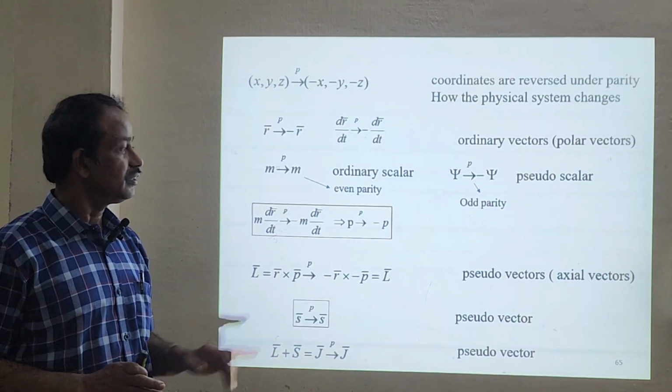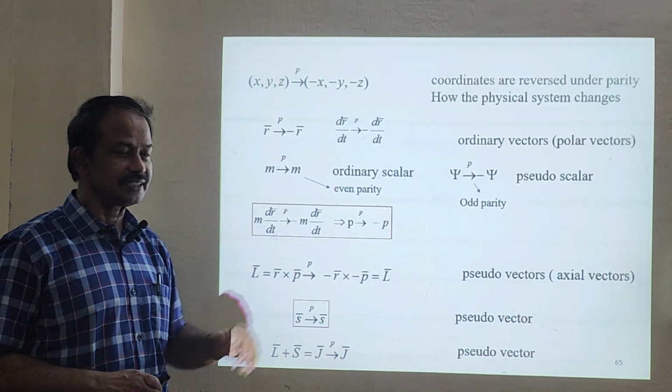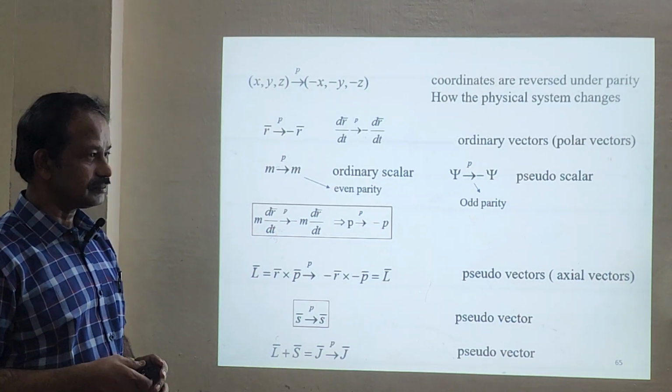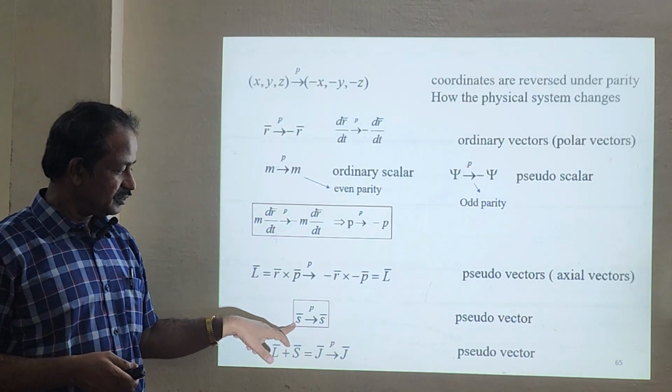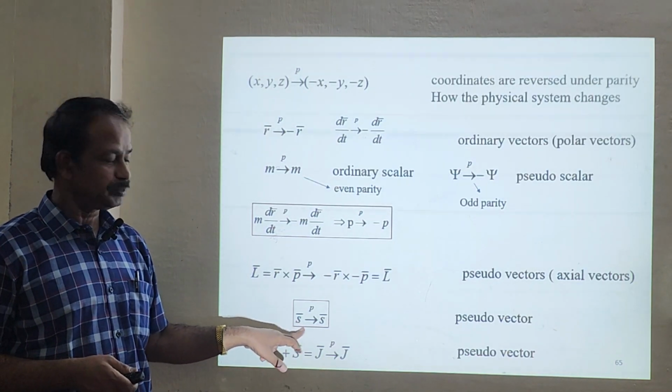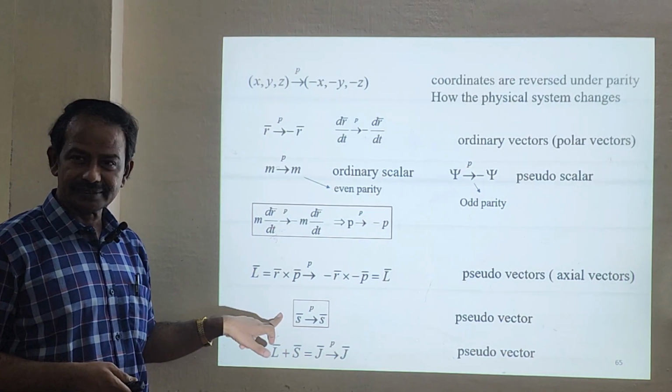See, it doesn't change the sign with the parity operator, with the mirror image. So we call this a pseudo vector, an axial vector. What about the spin? The spin also will never change sign. See, spin doesn't change. It's a pseudo vector.